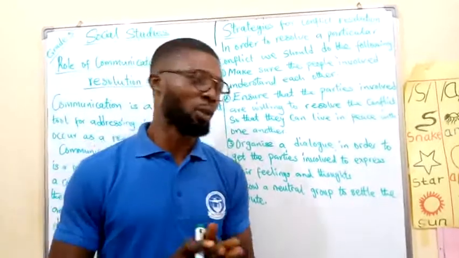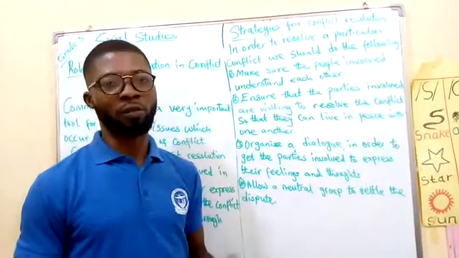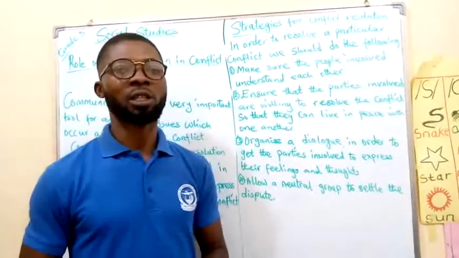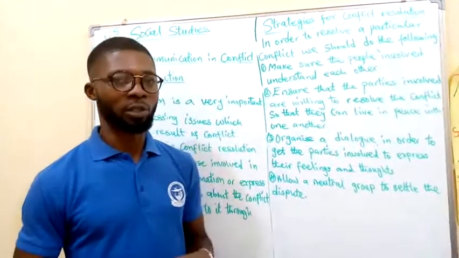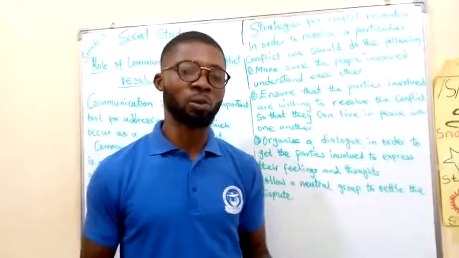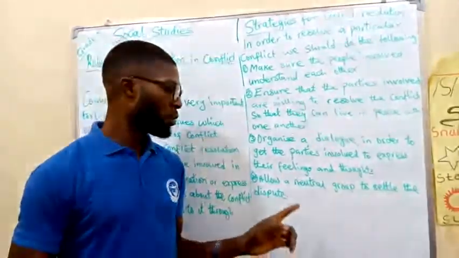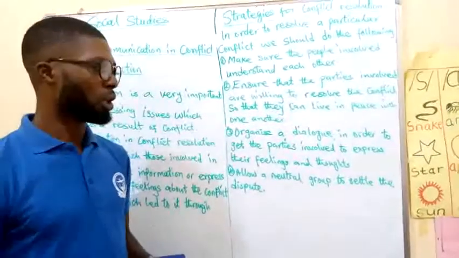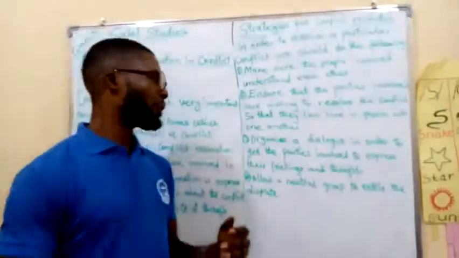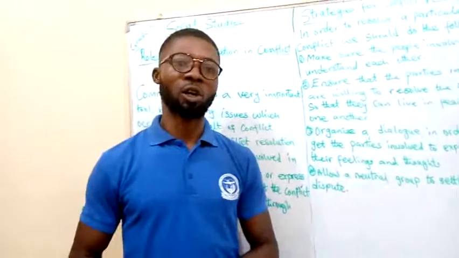Because if we find a party that has interest in any of the groups involved in this conflict, it will definitely not solve this conflict correctly, because the other party or any of the parties will not be satisfied with the judgment. So that is why we are to allow a neutral group to do what? To settle the dispute. Alright, so we have been able to conclude our lesson on what?